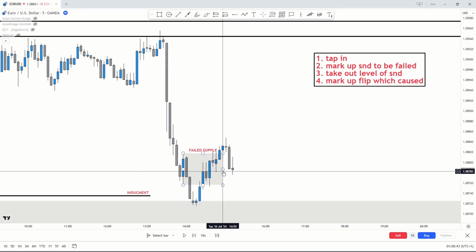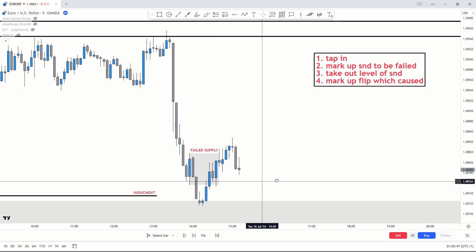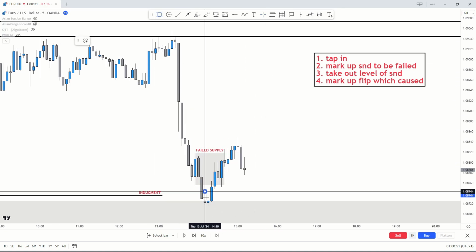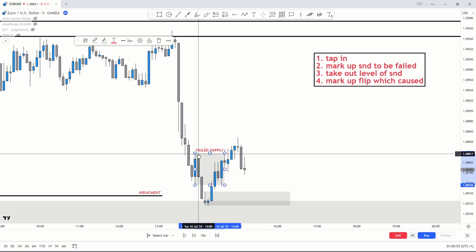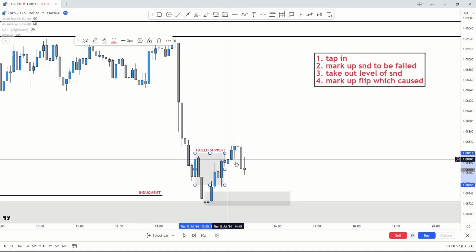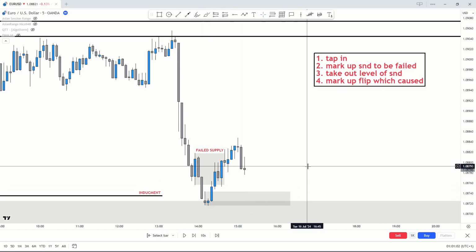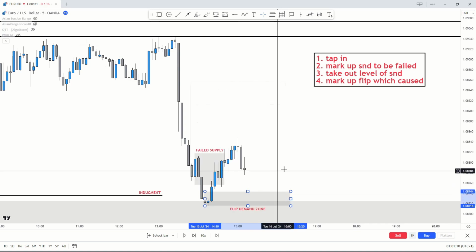And now what do we know? We know that if price is failing supply, then demand is going to take over. So what do we do? We mark up the demand zone which caused this break of previous structure, which is this supply zone over here. This level of structure was broken by this demand zone. So this now becomes our flip demand zone. Put this at the bottom.